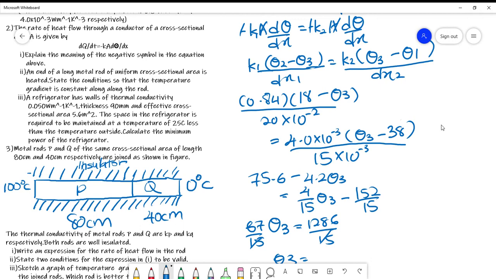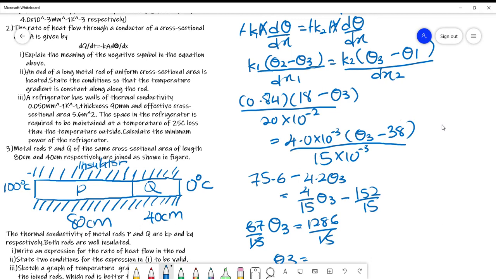0.84, 18 minus over 20 times 10 to the power negative 2. So 4 times 10 to the power negative 3. Okay. So 15 times 10 to the power negative 3. So I wonder where is the mistakes here.